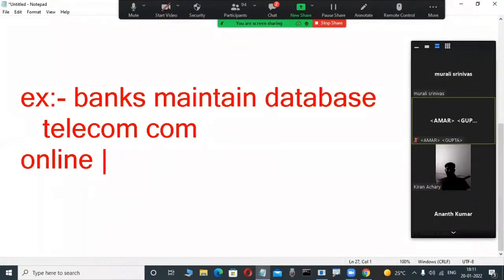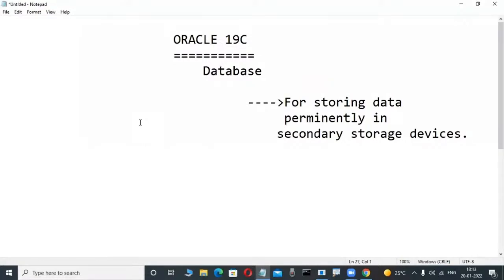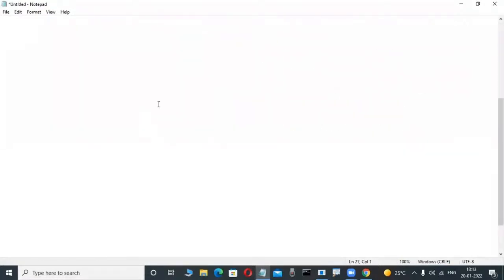That's why so many different reservations, all these things, so many applications worldwide, in real-time applications, maintain databases. Okay, fine. Now check it out. Concentrate here. Very important.